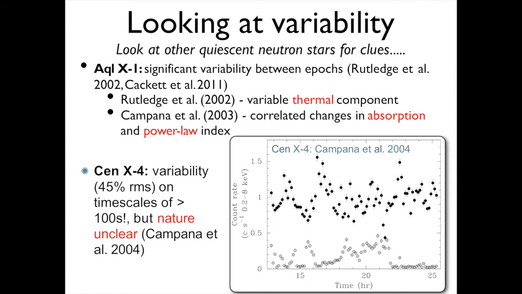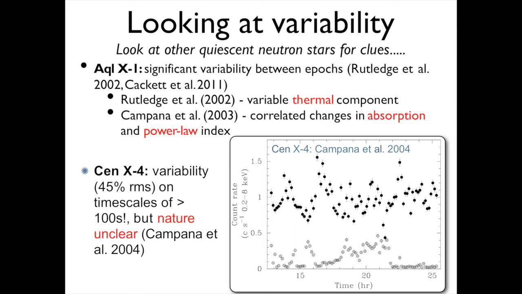And there are some objects that we've monitored a lot in quiescence, and when we monitor them, we see a lot of variability, right? So Aquila X-1 is a very well-known one. Its variability in quiescence has been suggested to either be the thermal component or be some combination of the absorption and the power law component, so it's not been very clear what's driving the variability there. But Cen X-4 has been a very nice one to study. This is one of the nearest neutron stars, and so it gives us some of the best signal to noise in terms of looking at these objects.